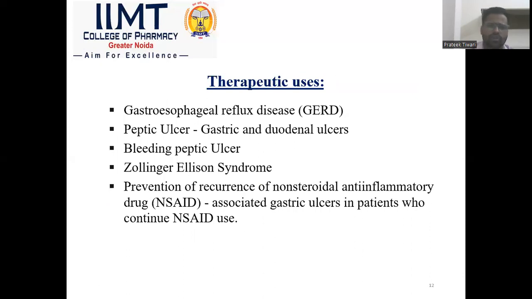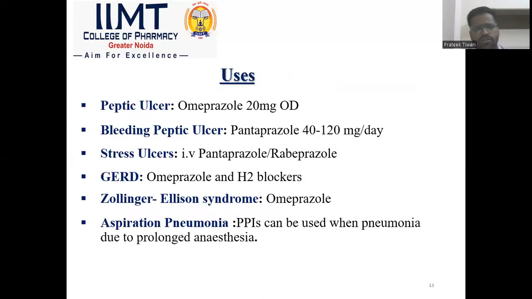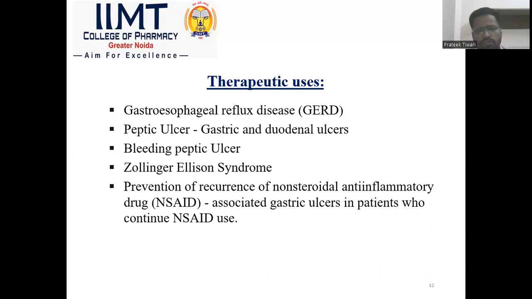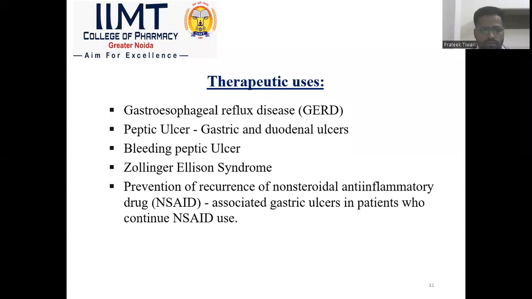So now we have to understand the therapeutic use of PPIs. It's used in GERD. Second, PPI is also used in the case of peptic ulcer, bleeding peptic ulcer, and Zollinger-Ellison syndrome.